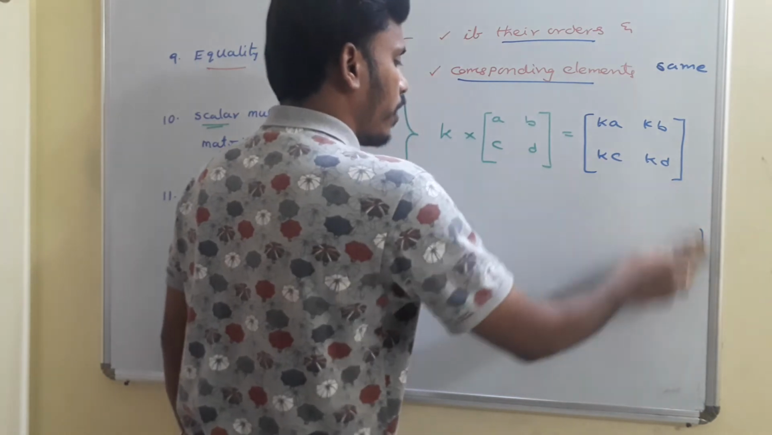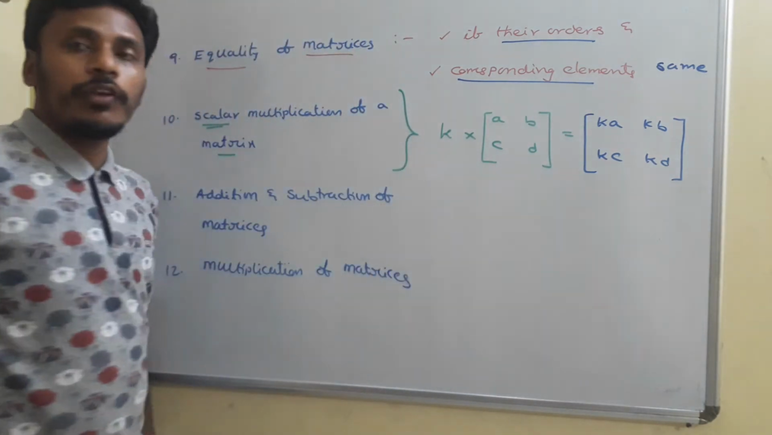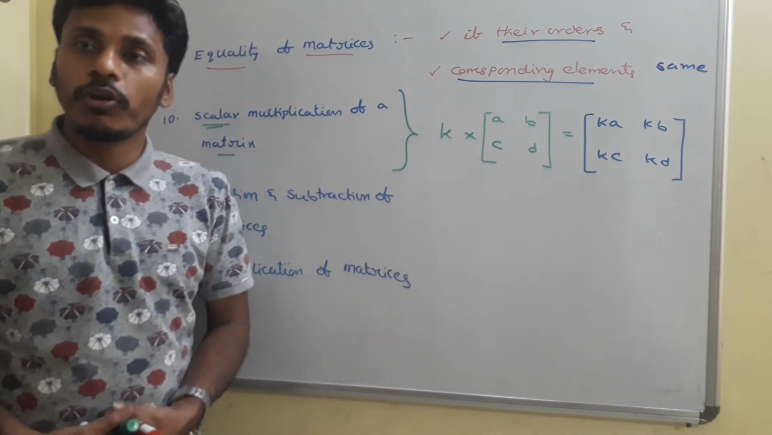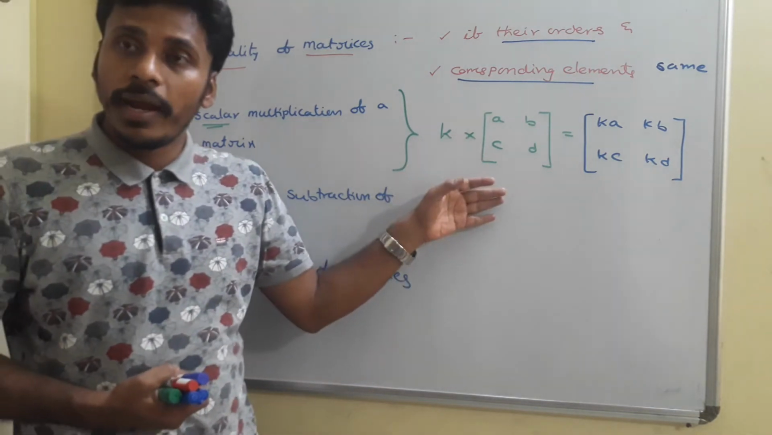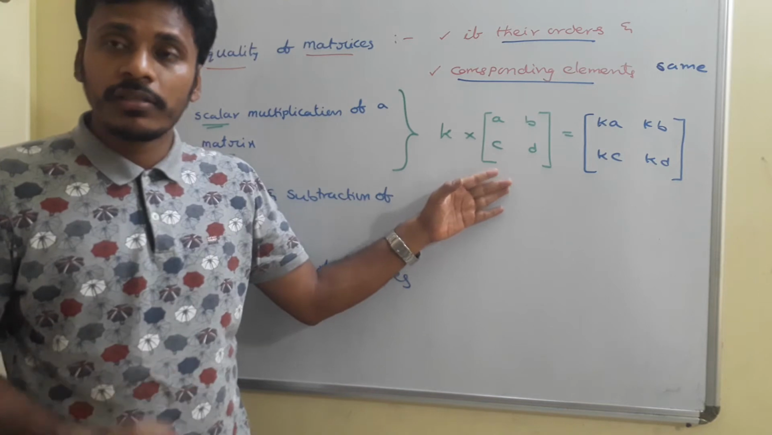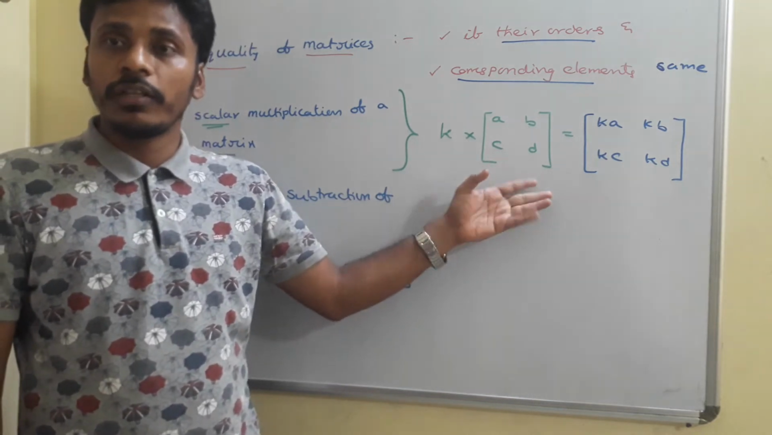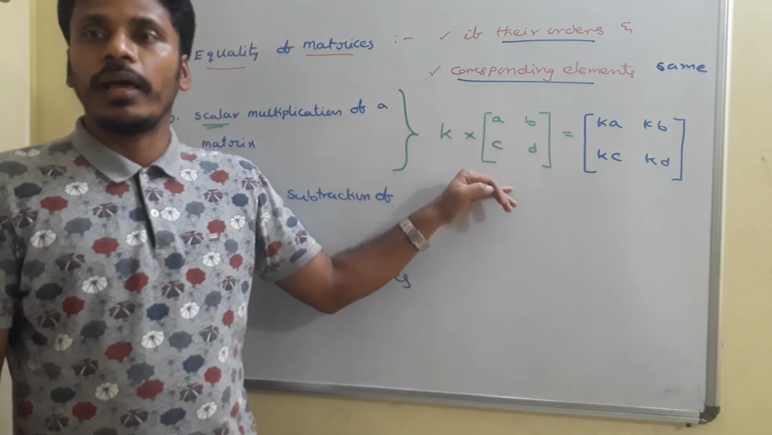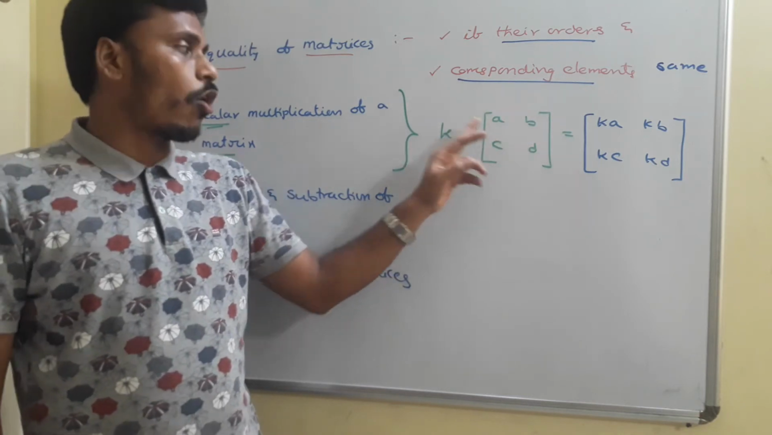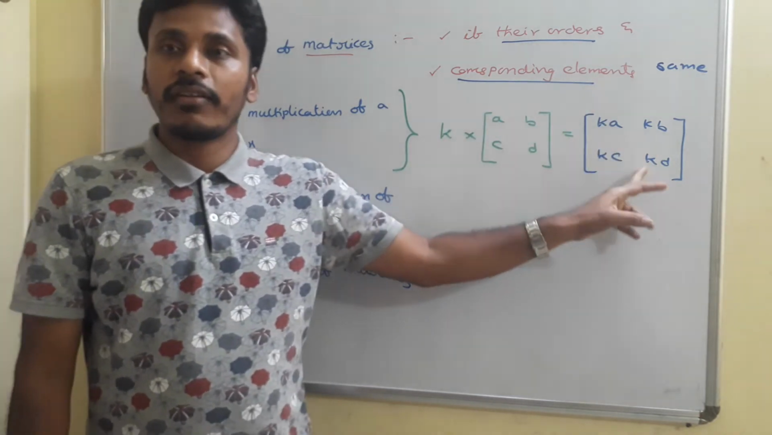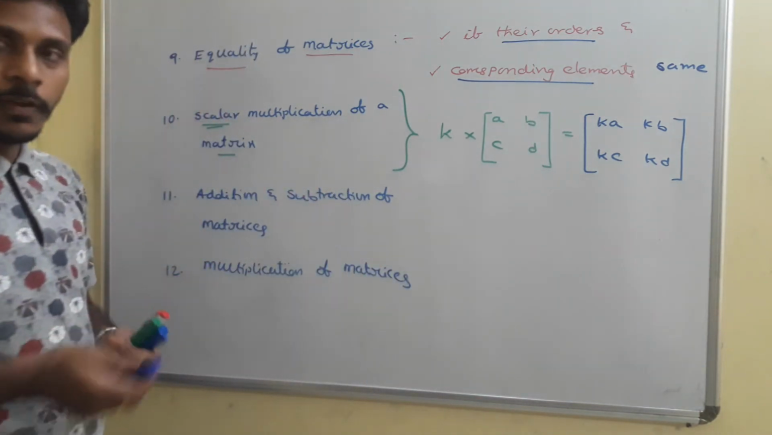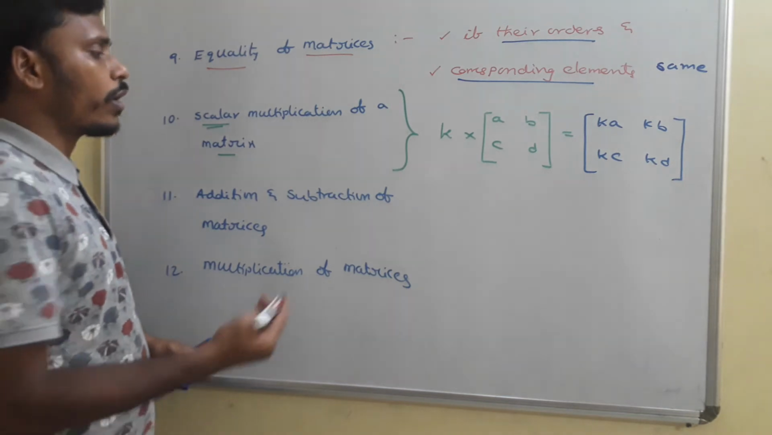What is scalar multiplication? You simply multiply every element of the matrix with the constant. Don't bother about the order. It may be a square matrix or a rectangular matrix, of order 2 by 2, 3 by 3, 4 by 4, or any larger order, no problem. You just multiply every element with this constant value k, and that resultant matrix is the scalar multiplication. There ends the task.